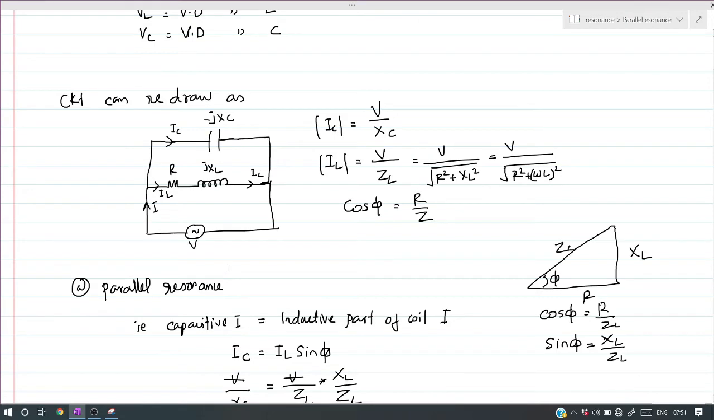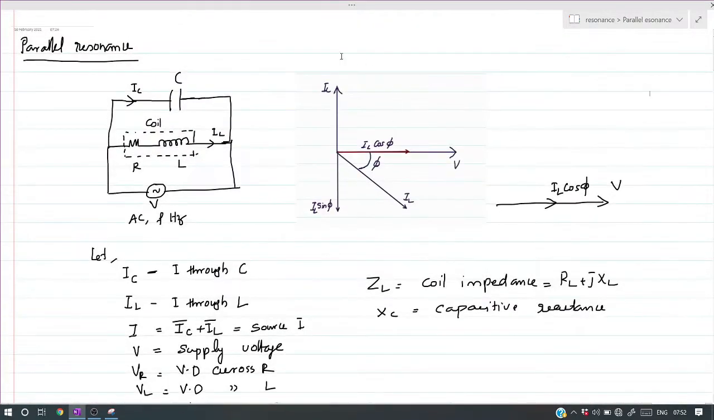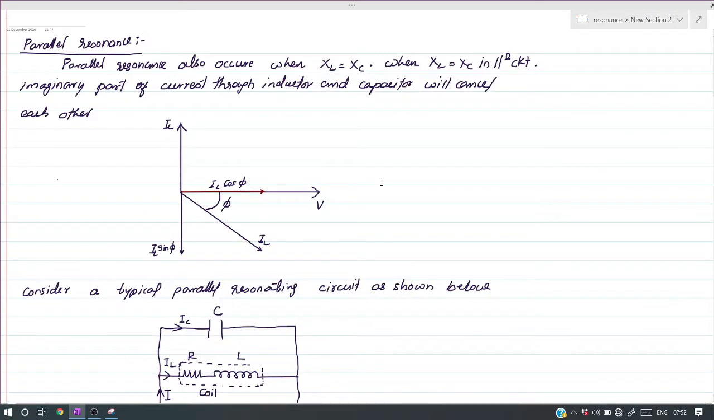The condition for parallel resonance is that the current through this capacitor is equal to the current through the reactive component of the current IL. So parallel resonance occurs when XL is equal to XC. When XL is equal to XC in the parallel circuit, the imaginary parts of the currents through the inductor and capacitor cancel each other. This current IC is equal to this current. So these two parts cancel each other, and the remaining phasor diagram is this one.